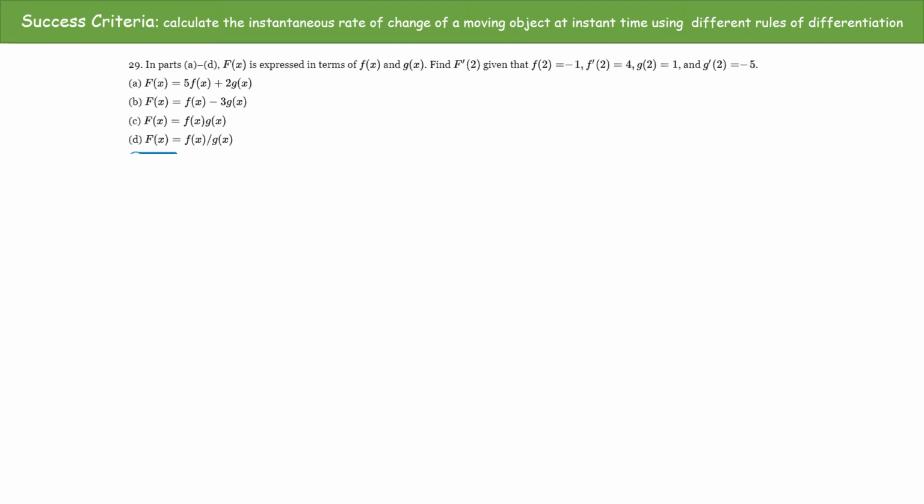The question says that the capital F of x is expressed in terms of f of x and g of x. Find f prime of 2, where f of 2 is -1, f prime of 2 is 4, g of 2 is 1, and g prime of 2 is -5. It means they gave you the data and then some questions to be solved. Whenever the questions come in the general form, the students get confused. So try not to be confused and understand the basic concept of taking the derivatives.